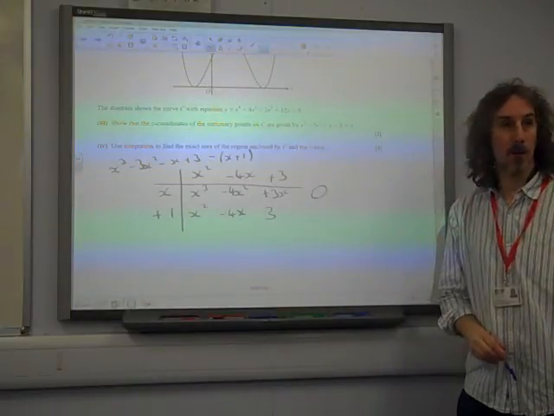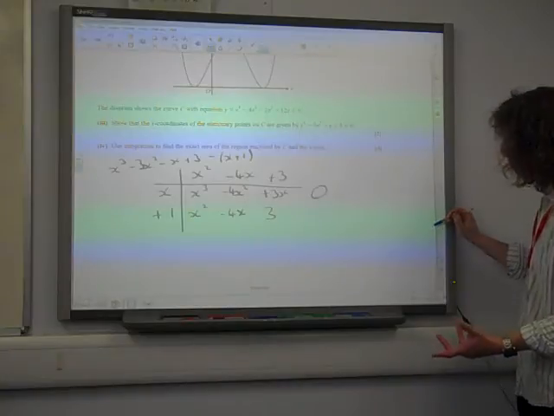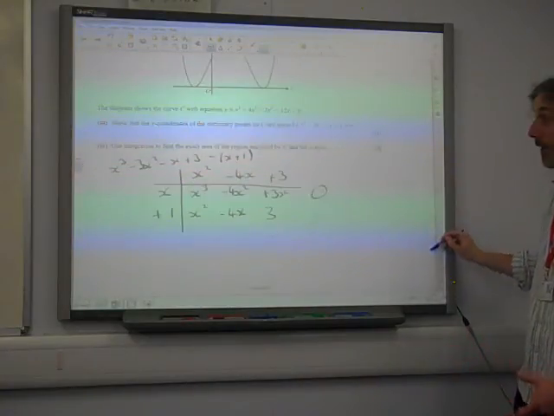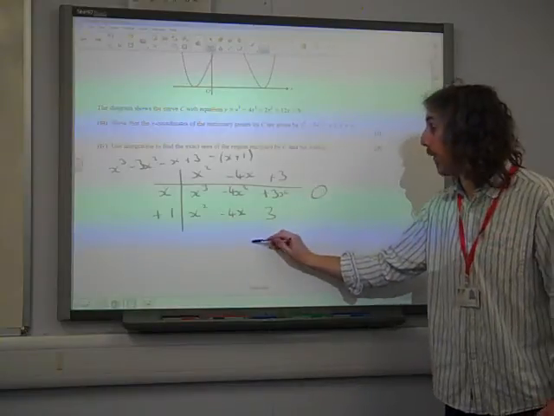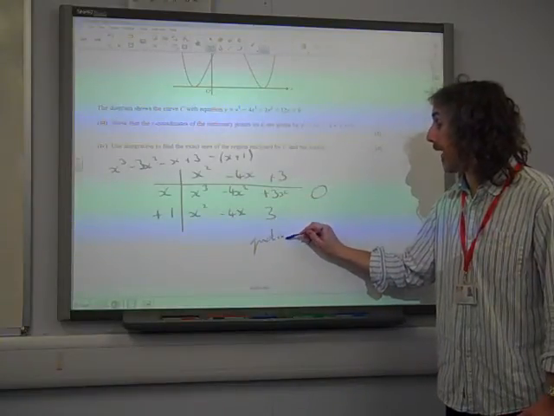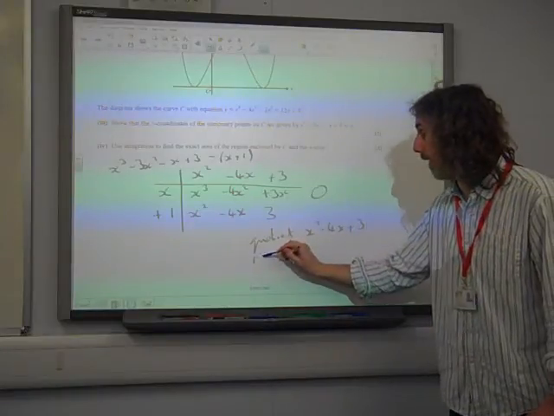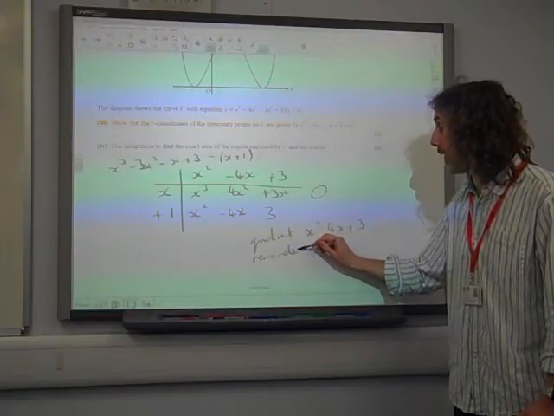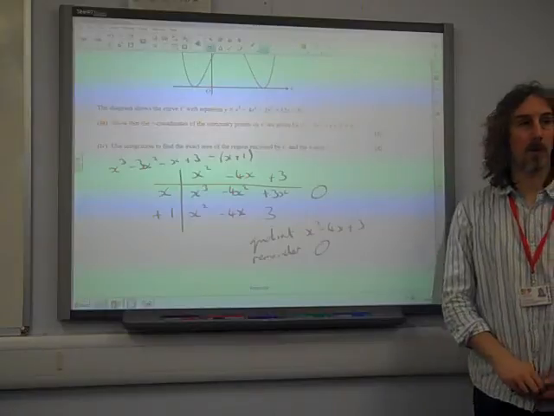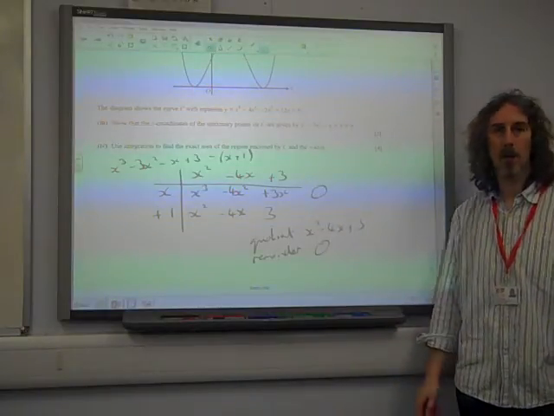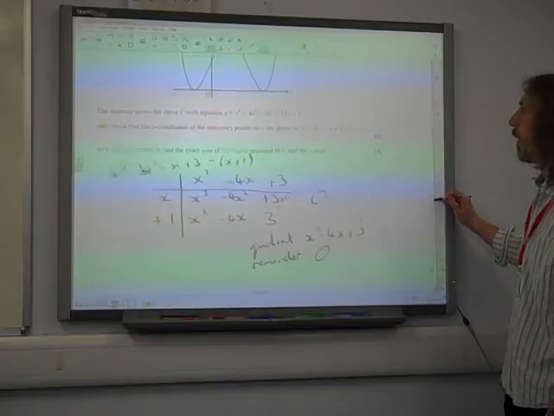So I've got a remainder of 0, and the question did clearly say find the quotient and remainder, so I'm going to have to state then the quotient is this thing on the top, and the remainder. Don't leave it to chance that the person marking it will notice that you've ended up with a remainder of 0. The remainder is 0. So that's how I would do that.